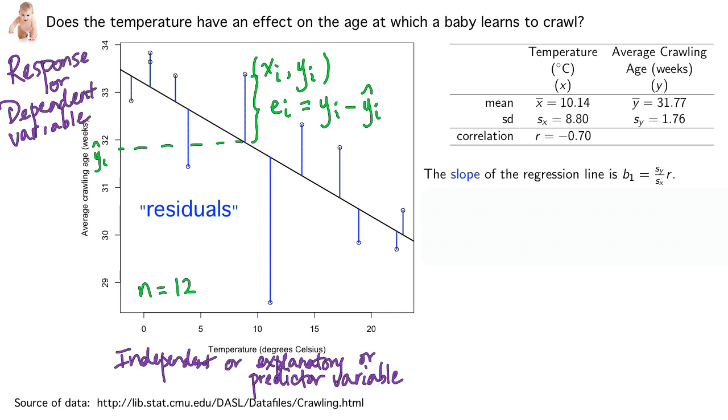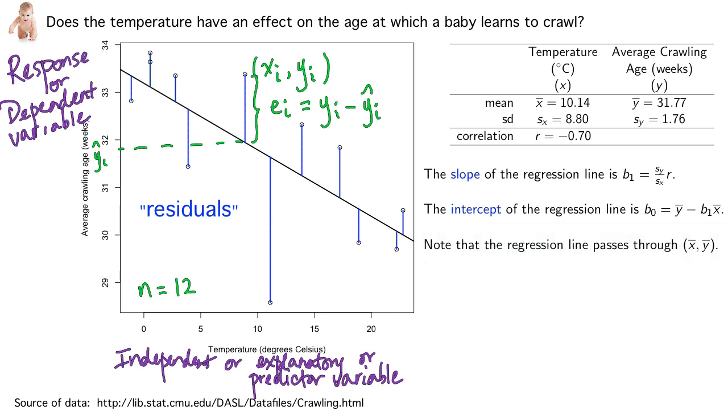Remember that r can be either positive or negative, depending on whether y increases or decreases with x. A positive correlation will result in a positive slope, and a negative correlation will result in a negative slope. The role of the intercept is to shift the line to the appropriate location. To calculate it, we can use this formula in terms of the means and the slope. One thing to note from the formula for the intercept is that the regression line always passes through the point defined by the mean of the predictor and the mean of the response variable.